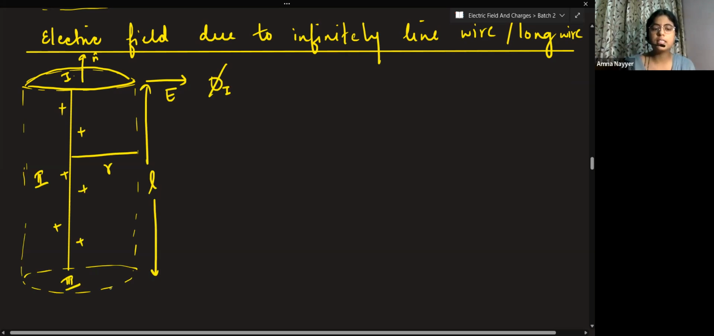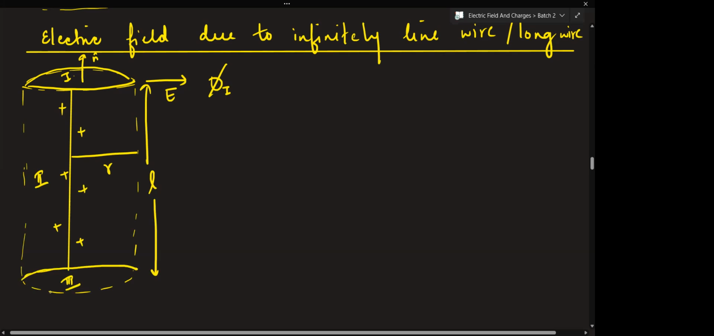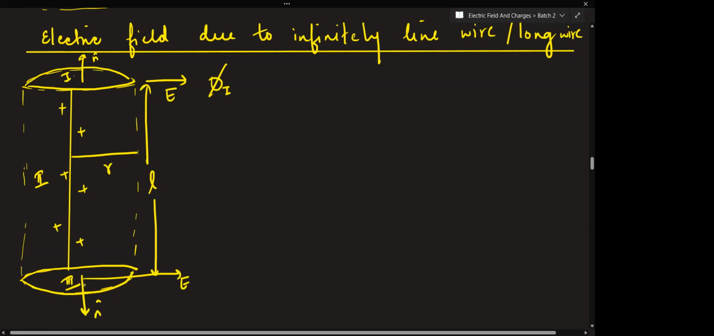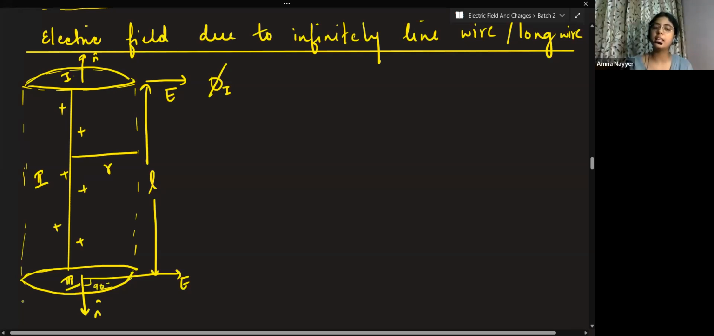What about the third surface? Where will the area vector go? If this is your third surface, the area vector will be downwards, correct. So this will be downwards, and the electric field is directed this way, so 90 degrees will be the angle again.